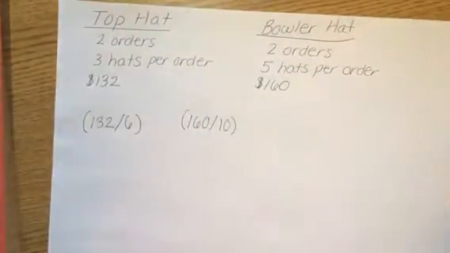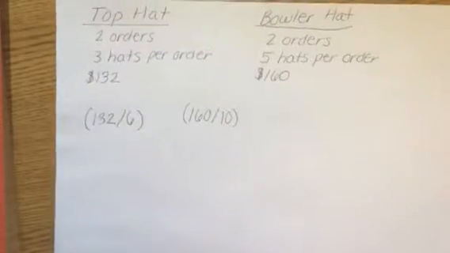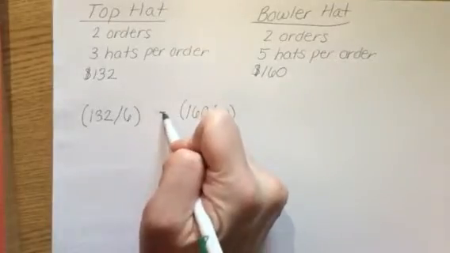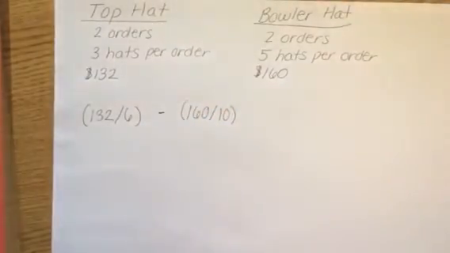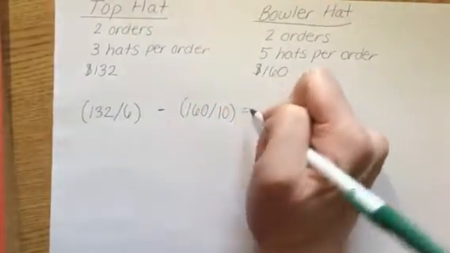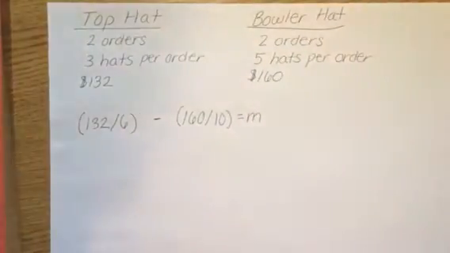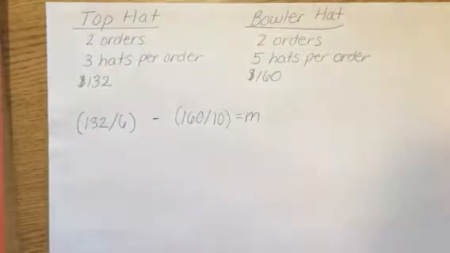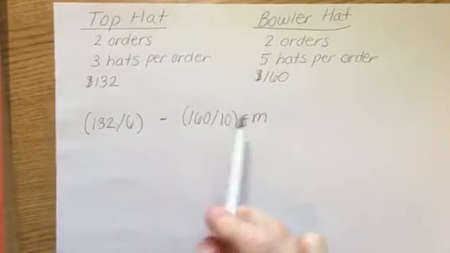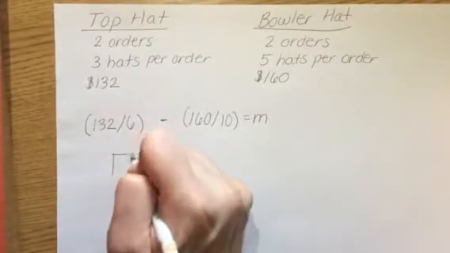Now, the question asked for the difference in cost, and we know that the word difference automatically tells us we're subtracting. So we're going to subtract those 2 numbers that we end up with, and we're going to say equals, and pick an unknown. We're going to use M for money today. Now we need to go ahead and solve. We're going to do long division for this one, long division for this one.